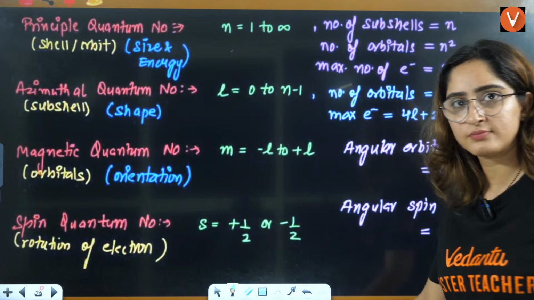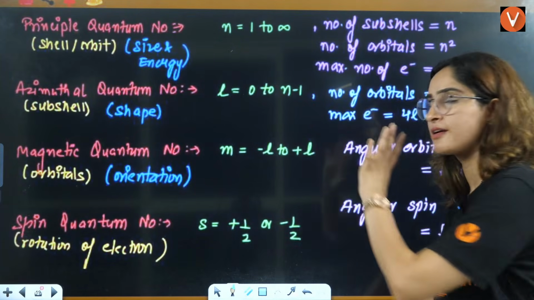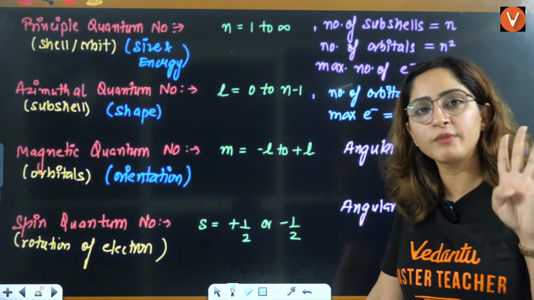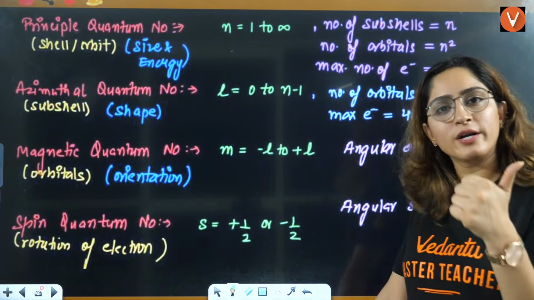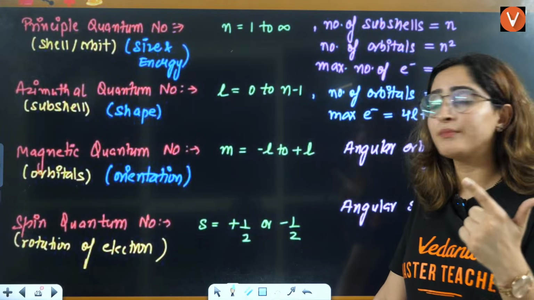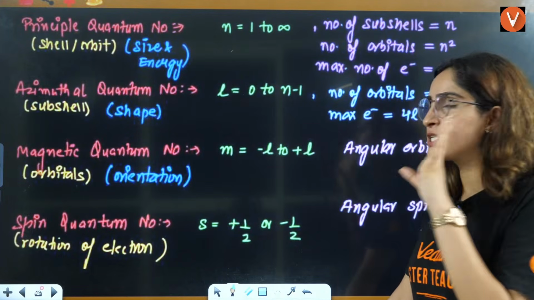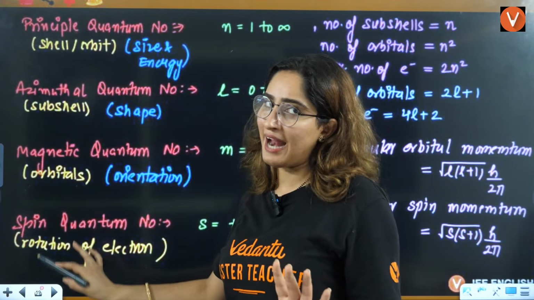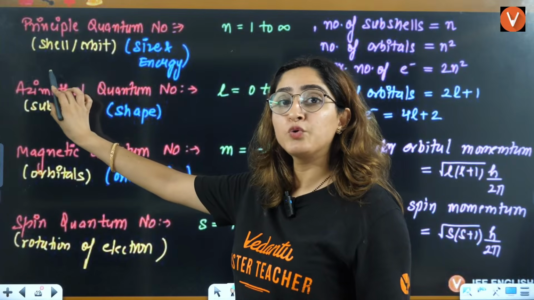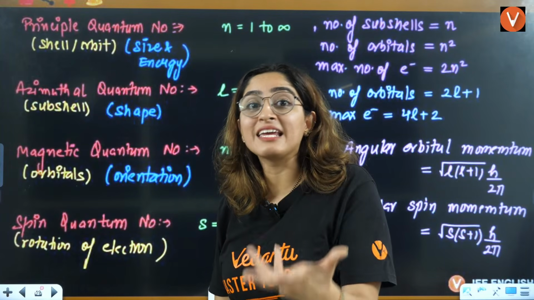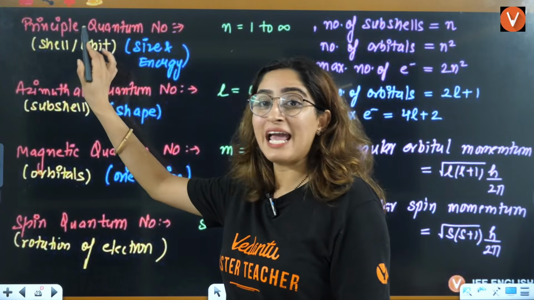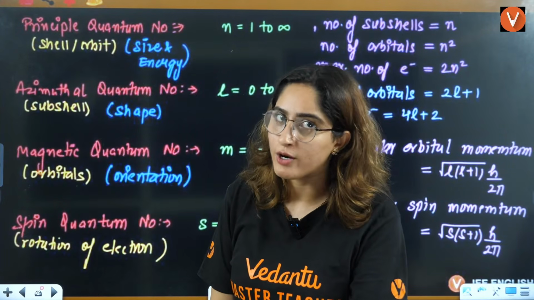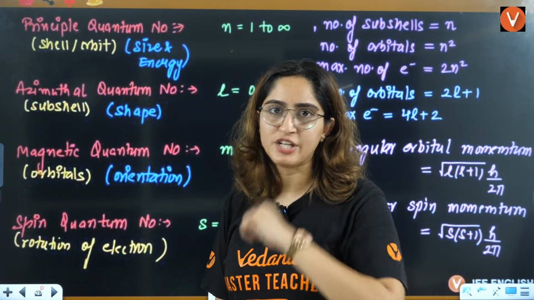Everything important is written on this particular chart. Four quantum numbers you have: principal quantum number, azimuthal quantum number, magnetic quantum number, spin quantum number. Shell, subshell, orbital, and spin. This will tell you the energy or the size of that particular orbital, of that particular shell.